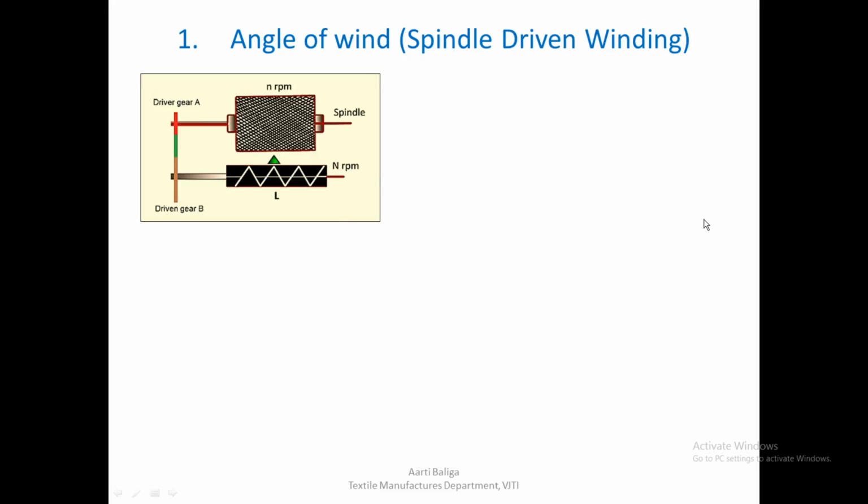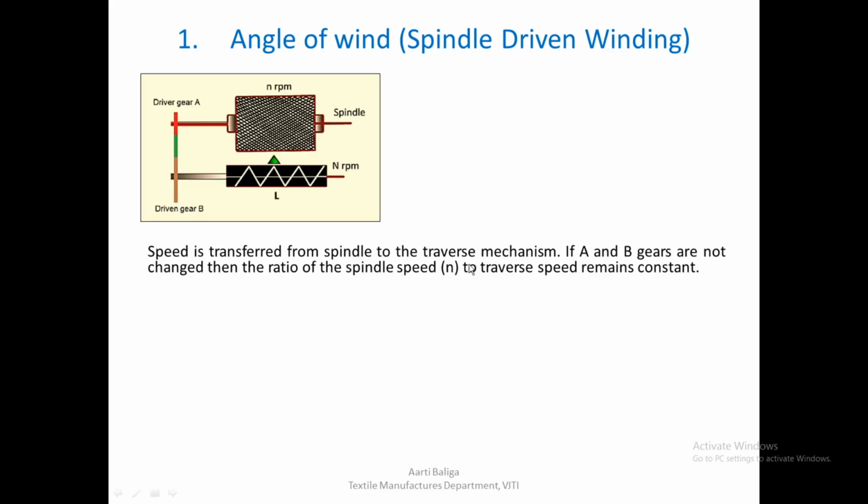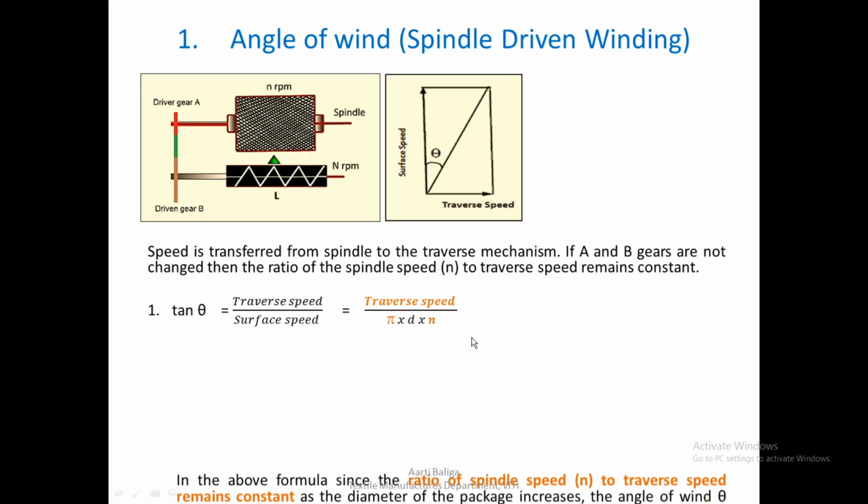In a similar way as we saw for the drum driven winders, we'll see one by one the parameters and how they are affected. Angle of wind in case of a spindle driven winding machine. Speed is transferred from spindle to the traverse mechanism. If A and B are not changed, then the ratio of spindle speed to traverse speed will remain constant. So tan theta is traverse speed upon surface speed, we have just seen, and when I replace surface speed by pi dn, this would be the formula the way it looks.